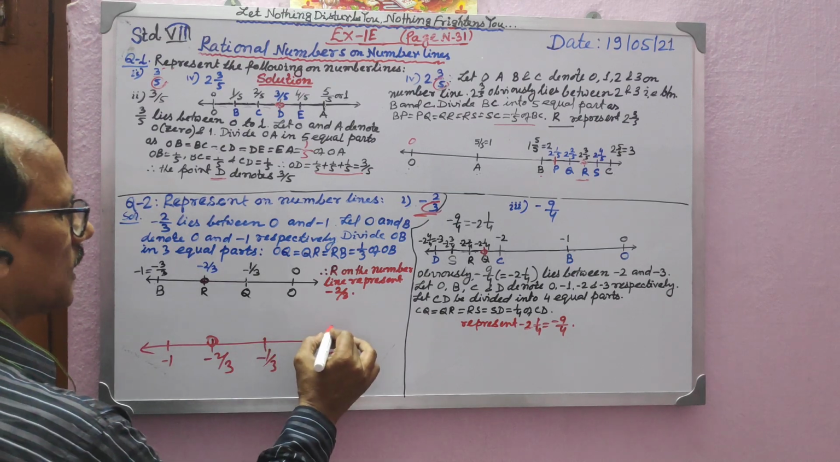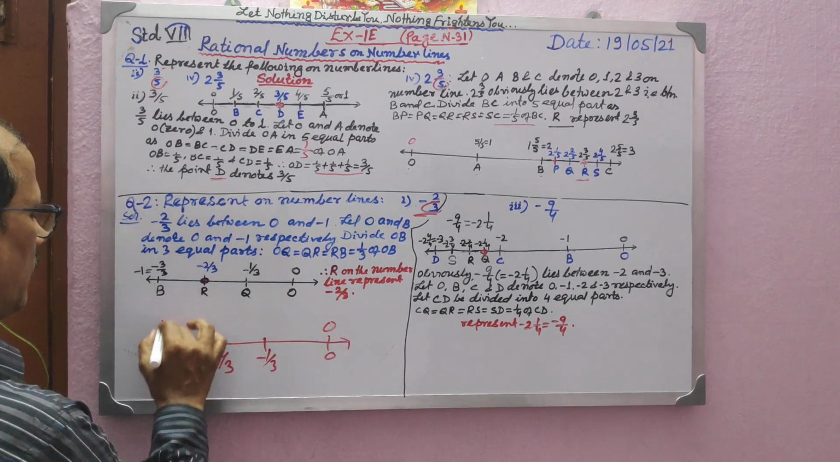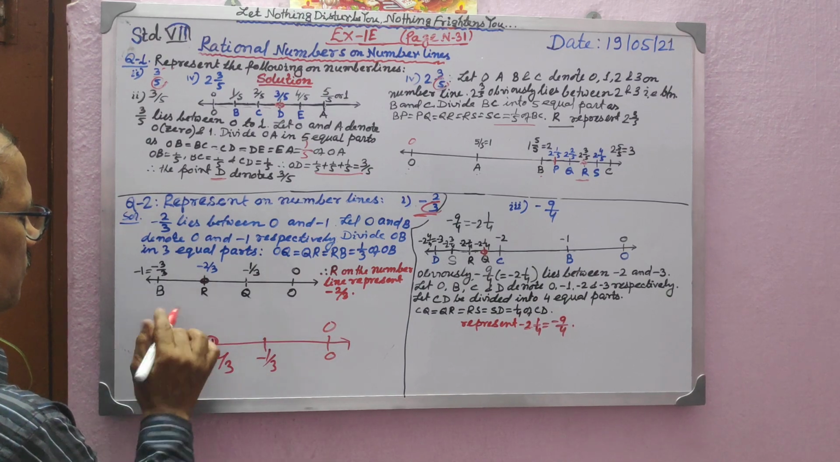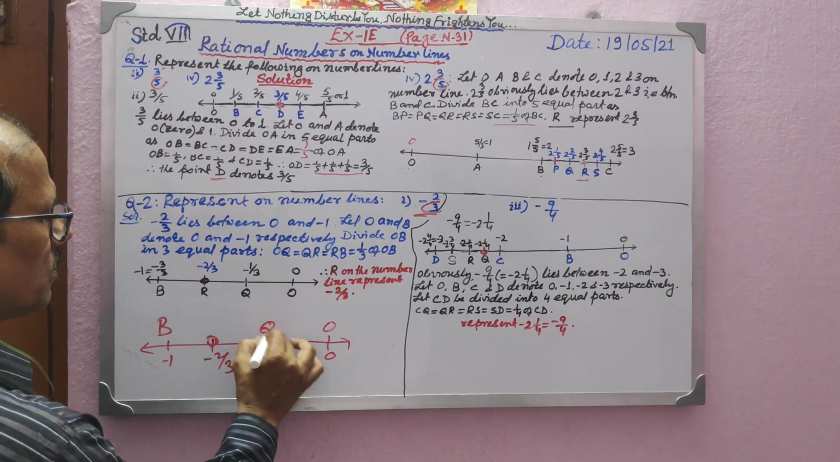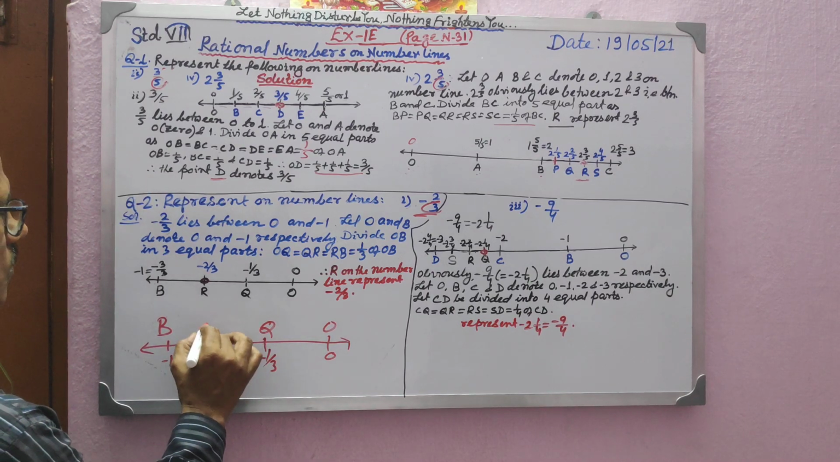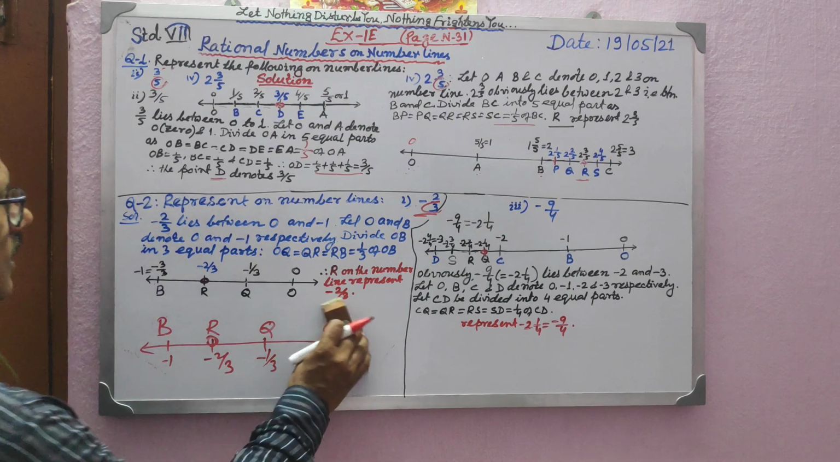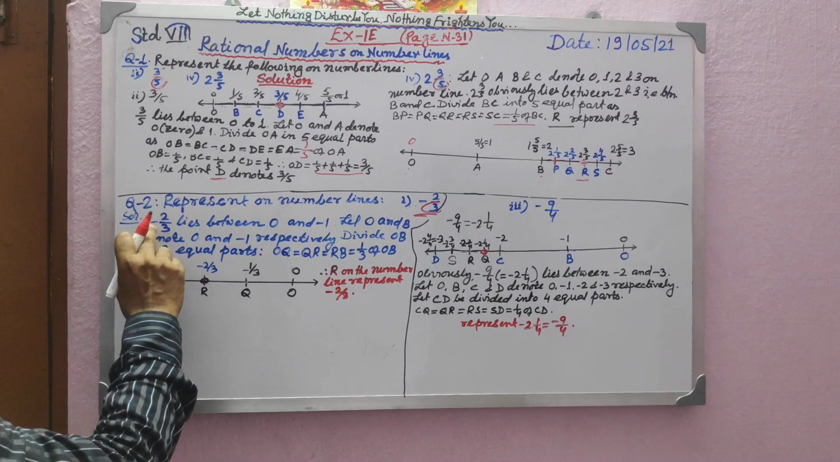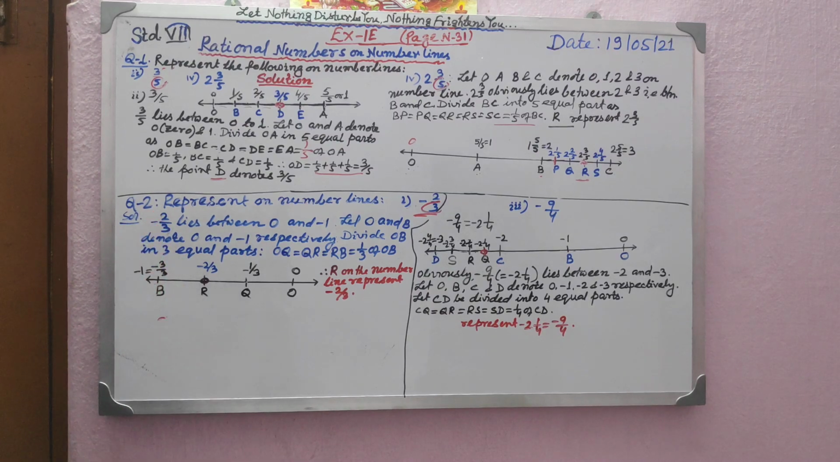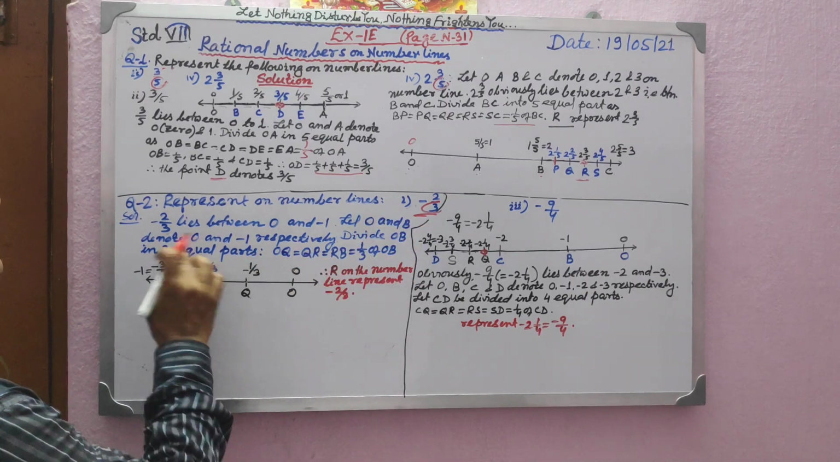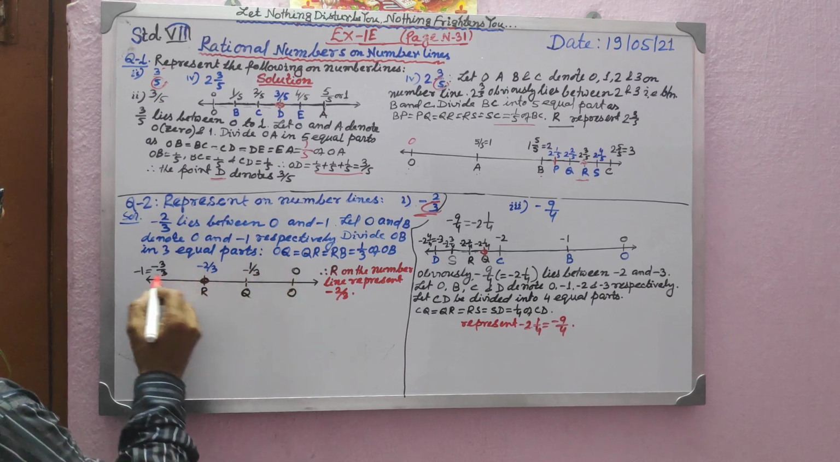If you are calling it O, A, and OA, you are dividing into 3 equal parts. As OB you can make it, because it is the negative side. See Q, you can make it A also. That is Q, R. Then R represents on the number line minus 2 by 3. What you have written is that minus 2 by 3 definitely lies between 0 and minus 1, and O and B represent 0 and minus 1. This is 0 and this is minus 1.